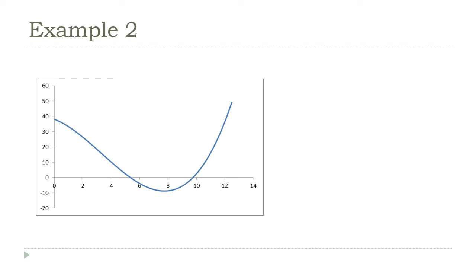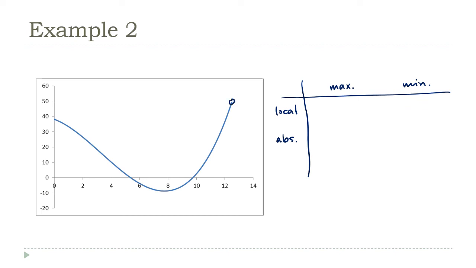All right, so now this one is a little busier, right? And again, I want to answer the same set of questions. So actually, let me make a little table here. I'm going to do local and absolute, and I'm going to do a maximum and a minimum. All right, so let's do the absolute ones first. What point, looking at this picture, is higher than absolutely all the others? Well, I'm thinking it's going to be this guy here, right? And that point looks to be at 12, 50.